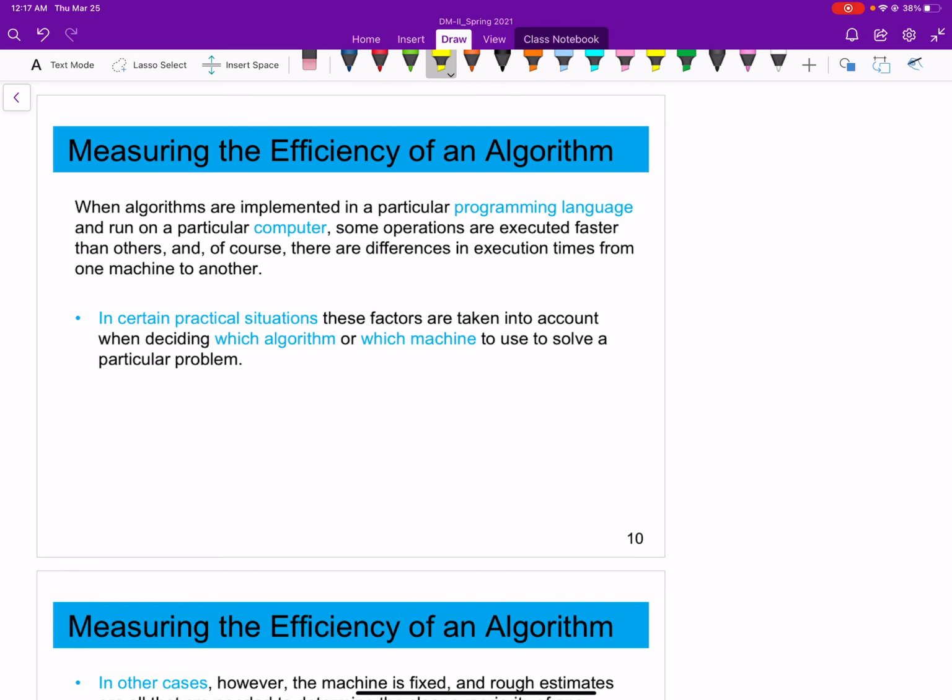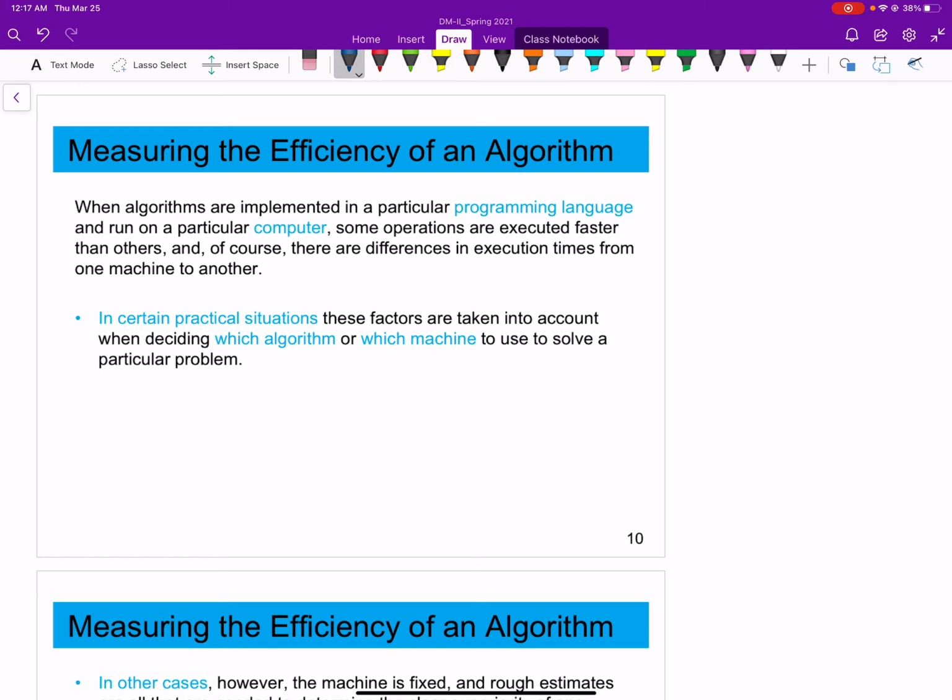When algorithms are implemented in a particular programming language and run on a particular computer, some operations are executed faster than others. And of course, there are differences in execution time from machine to machine. You know that, right? If your machine has better performance, meaning better RAM, processing speed, and cache memory, then that computer performs better than a normal computer. So there are trade-offs like that.